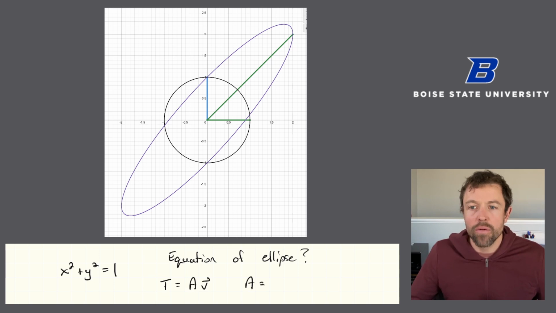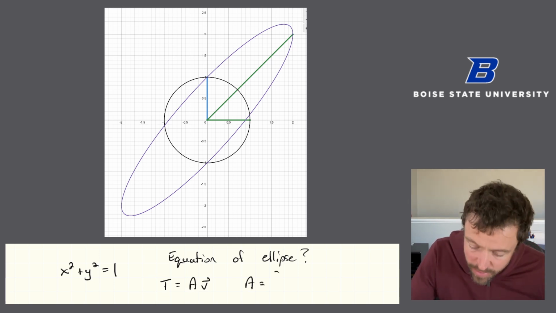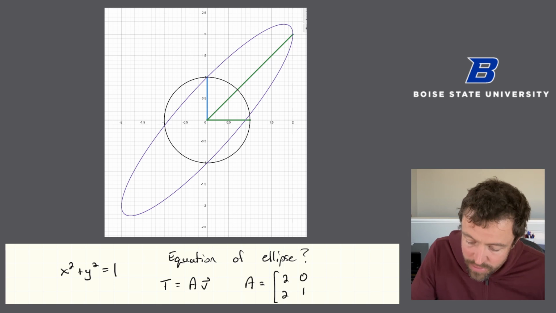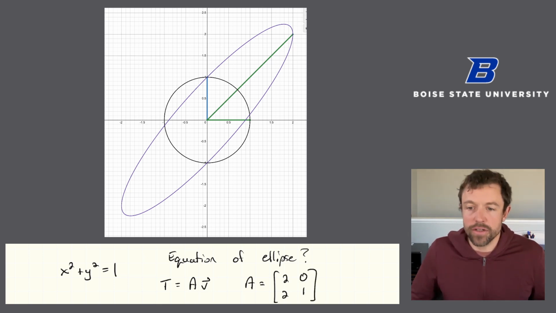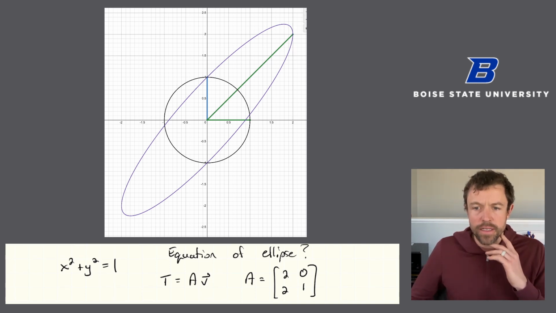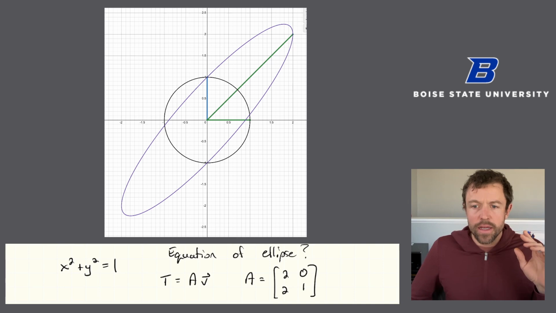What's A? Well, we saw that it took the first standard basis vector, (1, 0), to (2, 2), and it took the second standard basis vector, (0, 1), to itself, (0, 1). So this is the matrix of the linear transformation. And a reasonable but wrong guess at the equation of the ellipse.